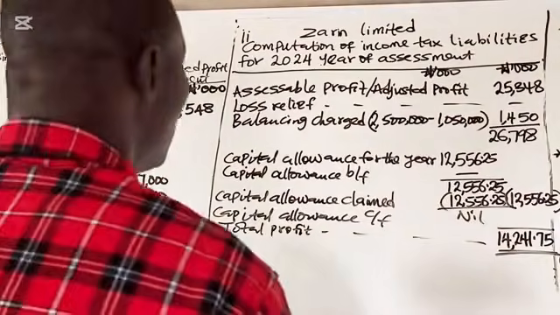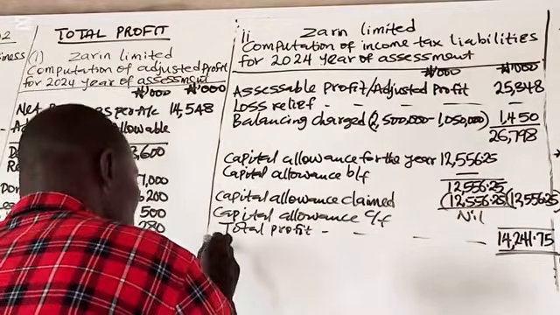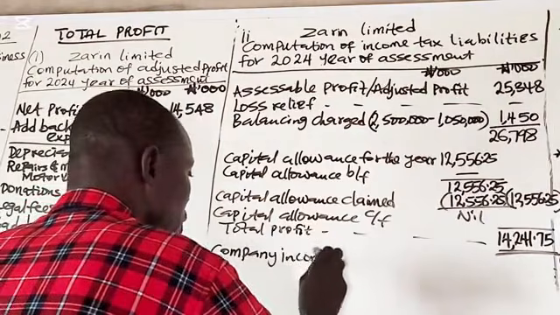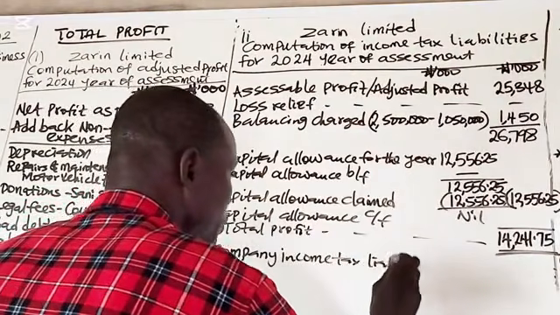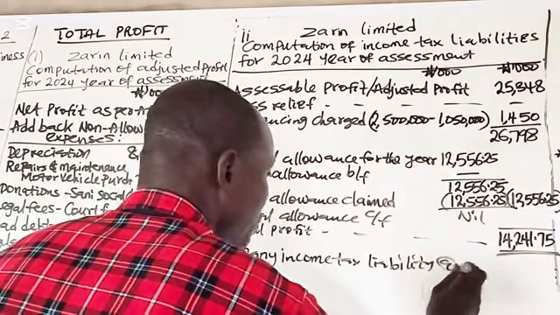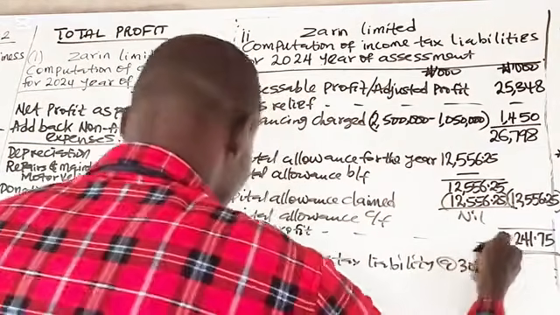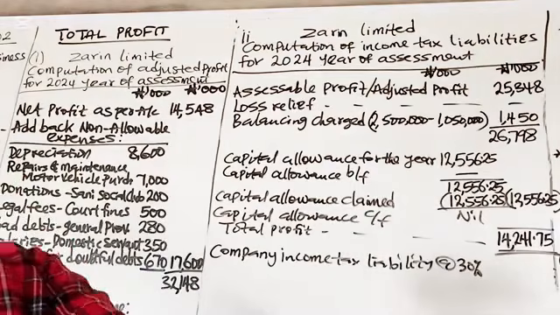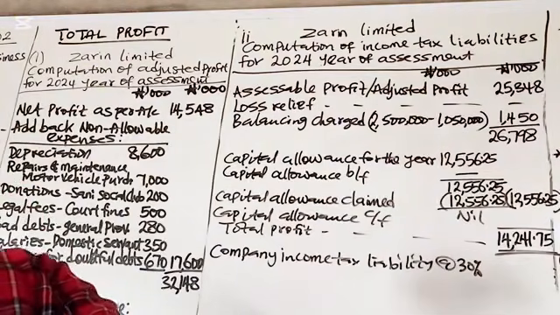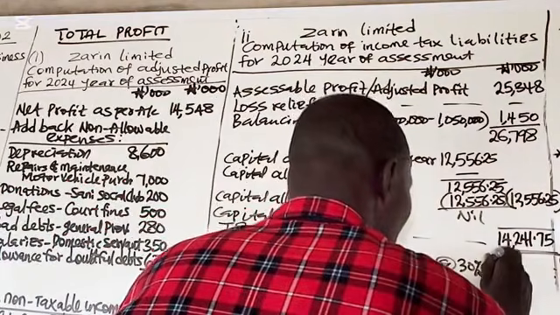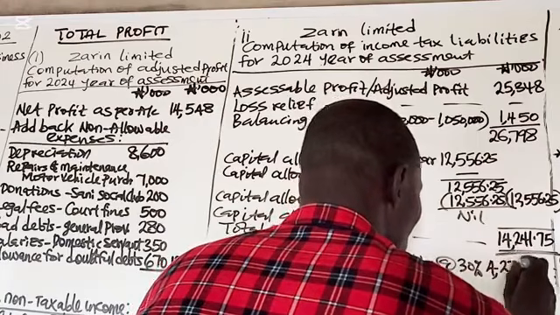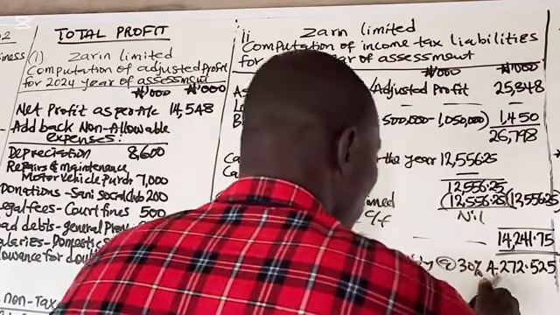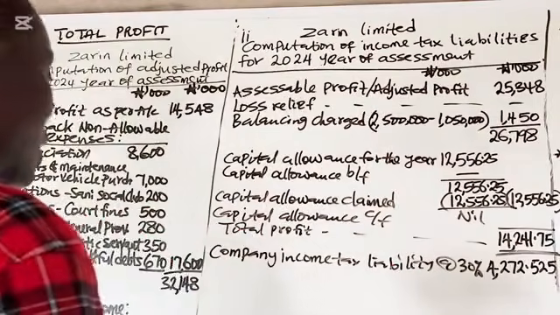You have to compute the income tax liability. So company income tax liability at 30%. So what is 30% of this? That is 4,272,525. That is the company income tax.